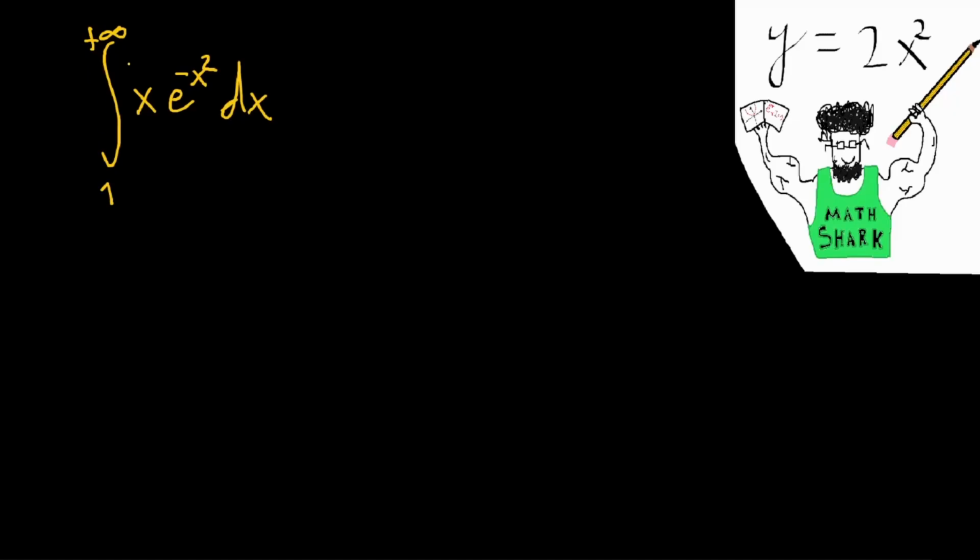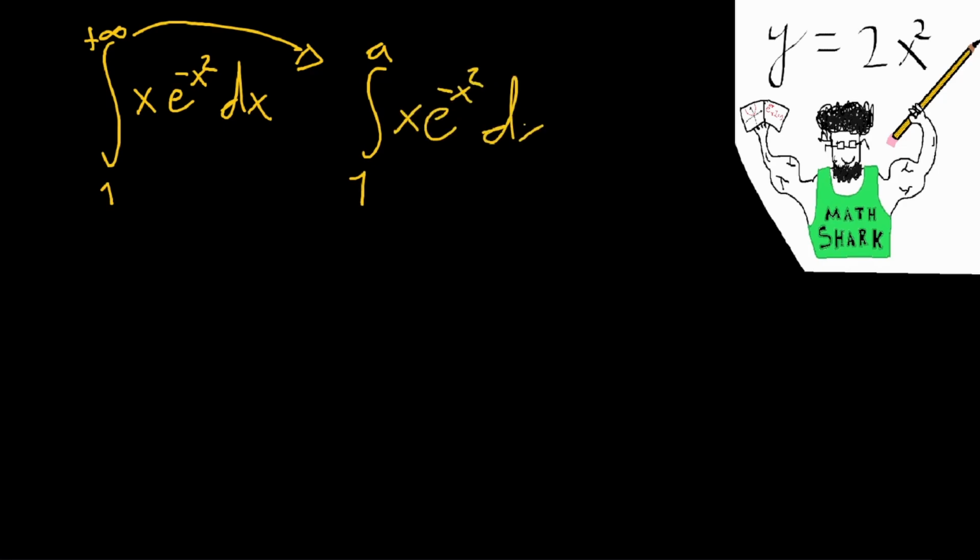What's up, guys? Today we're going to be looking at this integral here of x times e to the minus x squared from 1 to plus infinity. So let's start by dealing with the infinity here. We're just going to rewrite the integral, but instead of the infinity, we just put a constant a.